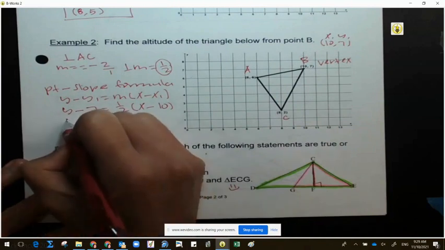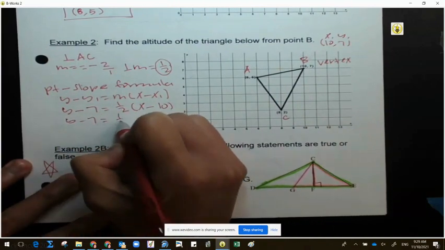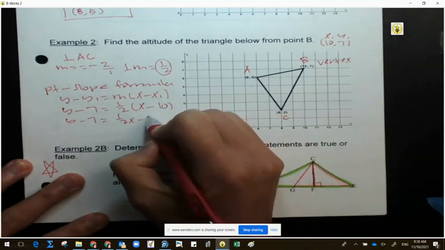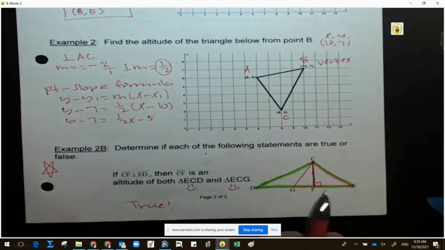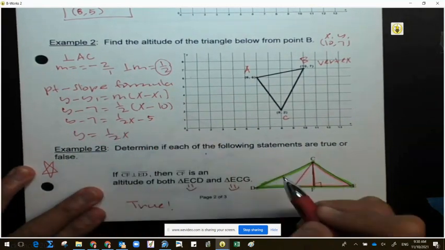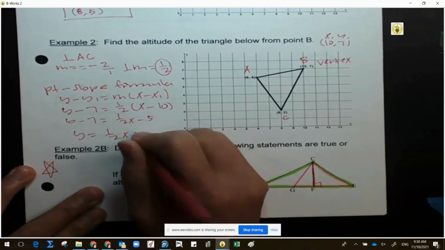And let's do our tedious math by distribution. Half of negative 10 is negative 5. So our final answer: y is equal to 1/2 x, how many? Plus 2.